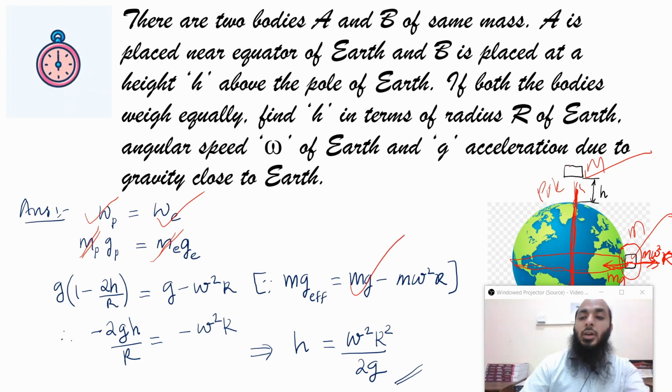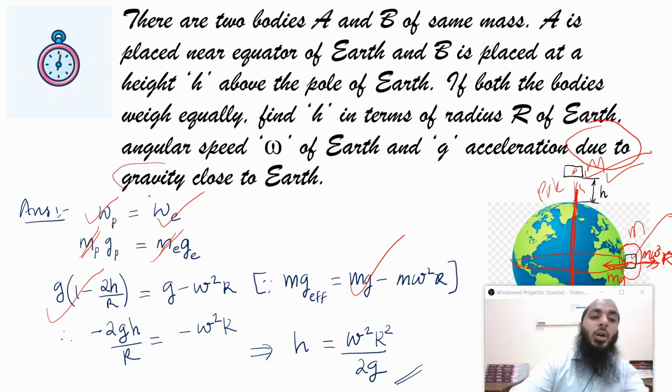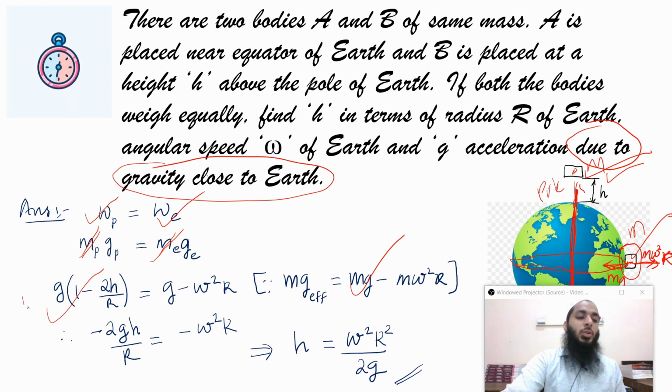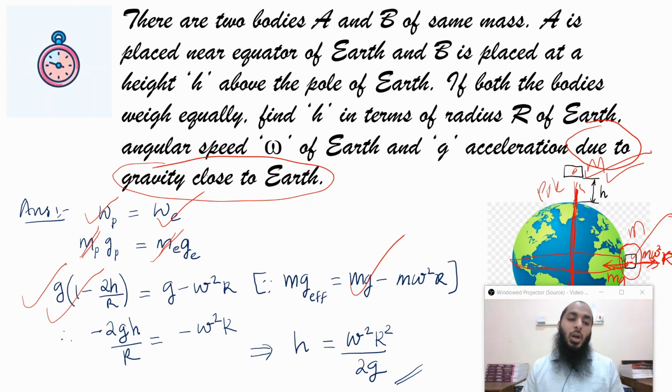And here at the pole, the acceleration due to gravity is g into 1 minus 2h by r. Why can we take this equation? This is an approximate equation, if you remember it right. Why are we able to take it? Because we are talking about a point very close to earth. And it's common sense, if the acceleration due to gravity has to be the same, it should be close to earth. So that's why we can use this equation. So g into 1 minus 2h by r is equal to g minus omega square r. If I multiply, the g will get cancelled. Finally, you will be left with h is equal to omega square r square by 2g. Hope it is clear.